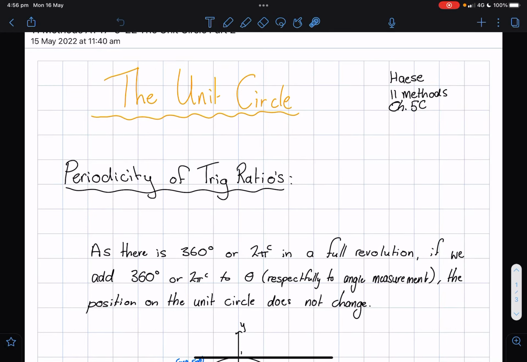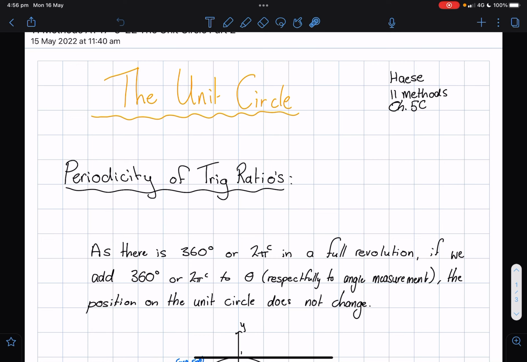G'day team, welcome back to another video, and again we are continuing on with the unit circle. So this is sort of part 2 of chapter 5C that we're going to run through. There was a lot of information in that first part of this video, so please make sure you go back and watch that video. It is sort of kicking off this whole unit circle work.